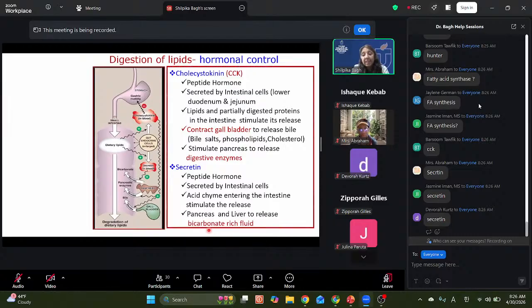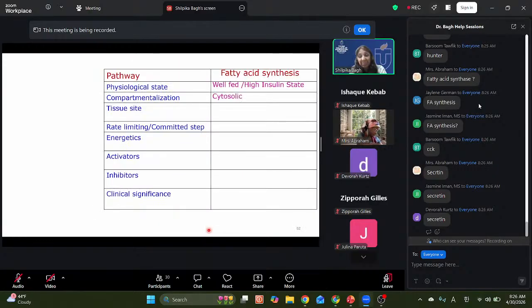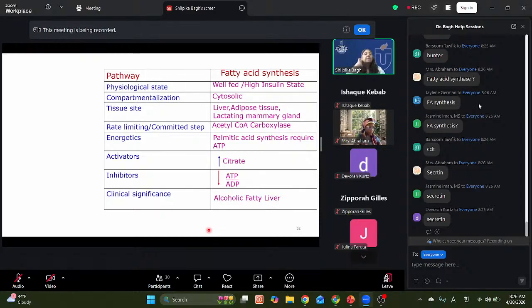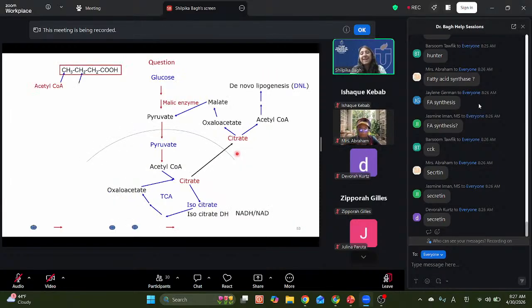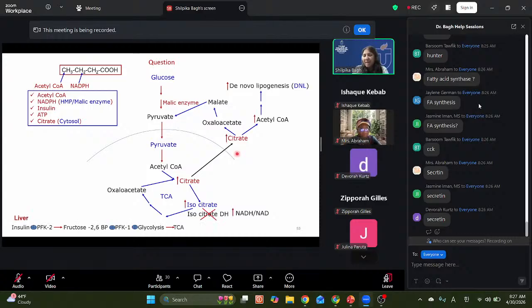So to understand fatty acid synthesis, you have to see how you digest and absorb fat. So bile, the role of CCK, secretin, fatty acid synthesis, the well-fed state, and this is a great stimulus for fatty acid synthesis. This comes when you are in a high insulin and high ATP state. That's why sugars are fattening. What does citrate turn on? Big time fatty acid synthesis. So fatty acid synthesis is the well-fed state pathway.